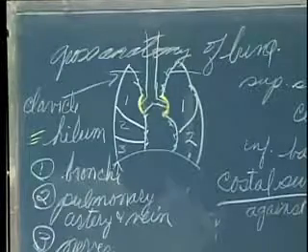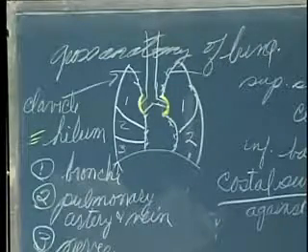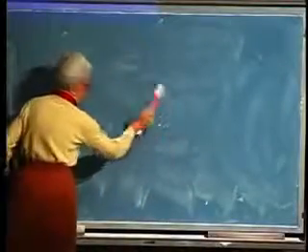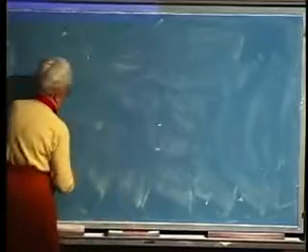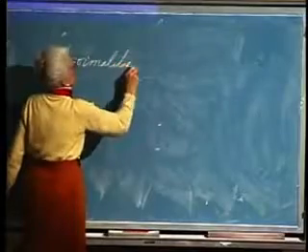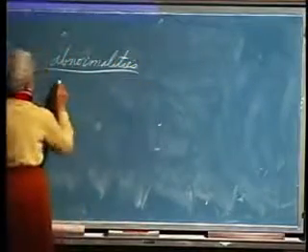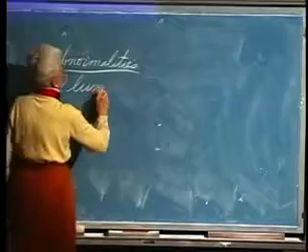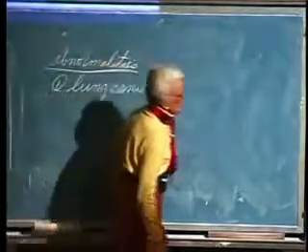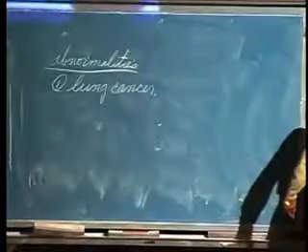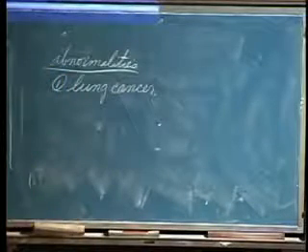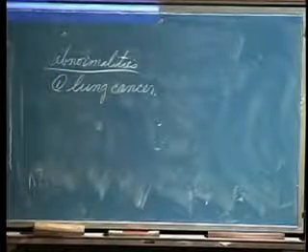So now let's just look at some abnormalities of the heart, excuse me, I meant the lungs. Abnormalities. First, lung cancer. In what part of this whole unit does lung cancer begin? Begins in the bronchi.